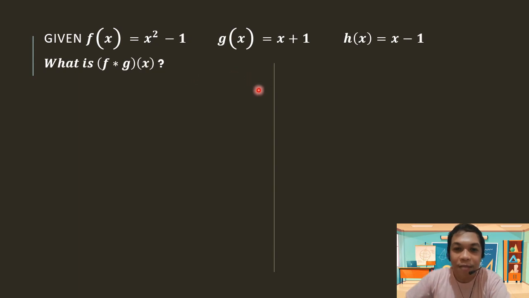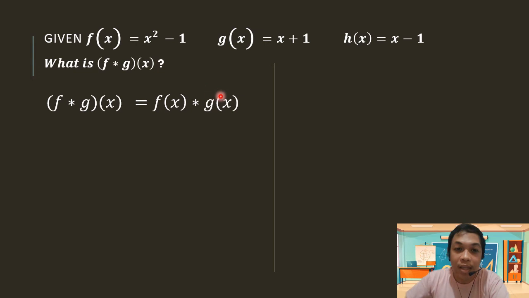Okay, let's have multiplication of functions. Given that we have f of x is equal to x squared minus 1, g of x is equal to x plus 1, and h of x is equal to x minus 1. What is f times g of x? So that is also equivalent to f of x times g of x.